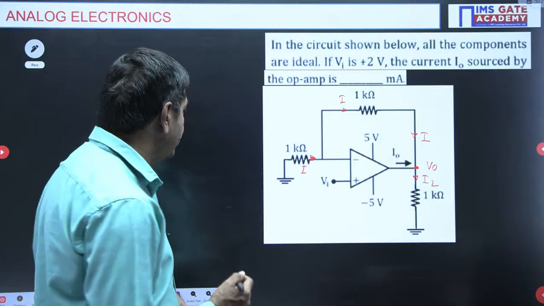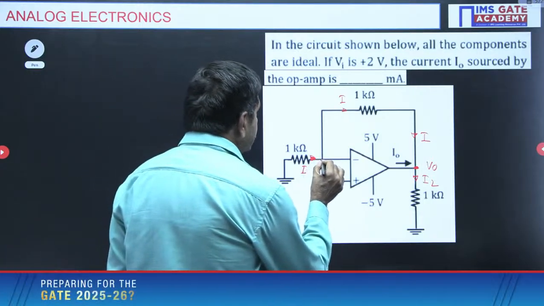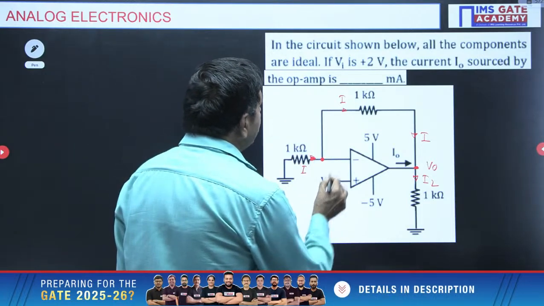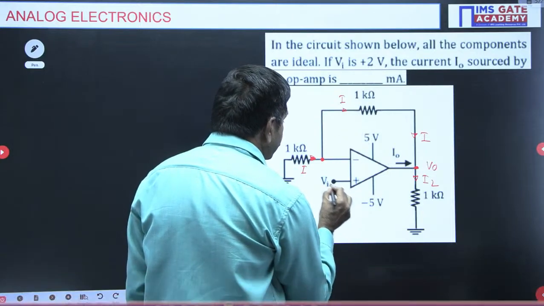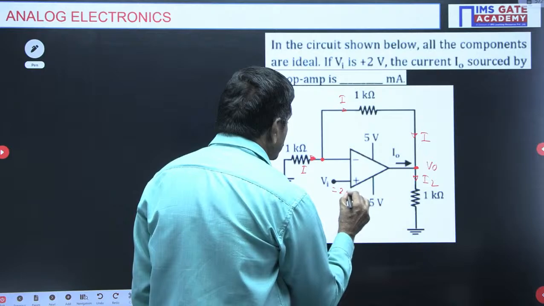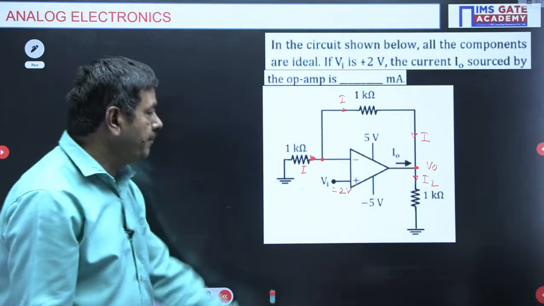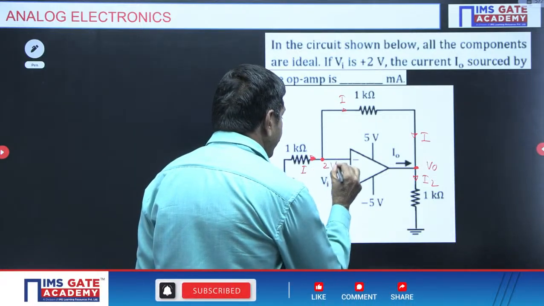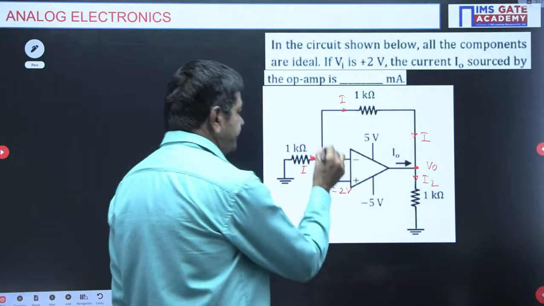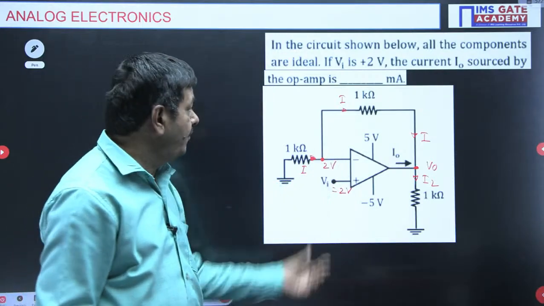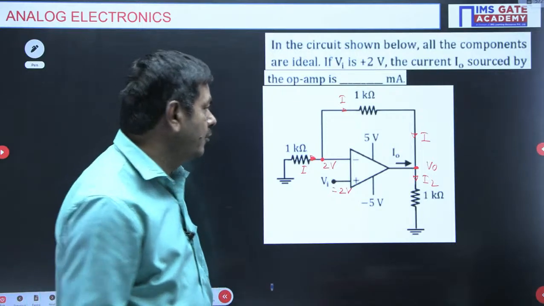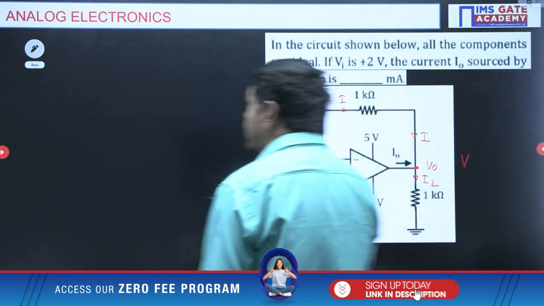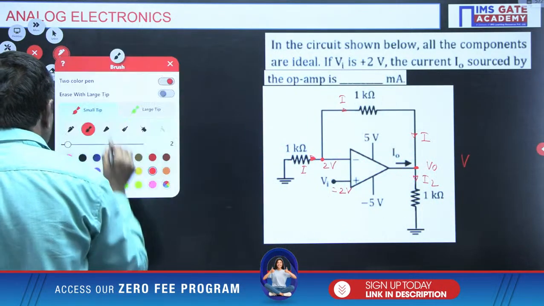You know very well, what is this voltage? In the problem, V1, or Vi, is given as 2 volts. So V plus is 2 volts, and V minus is also the same 2 volts. V plus and V minus have the same value. How are V plus and V minus equal? Everybody knows this for the ideal case.